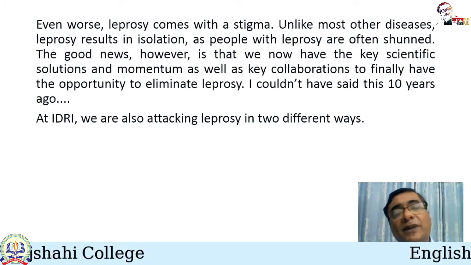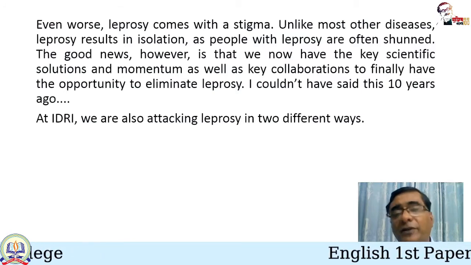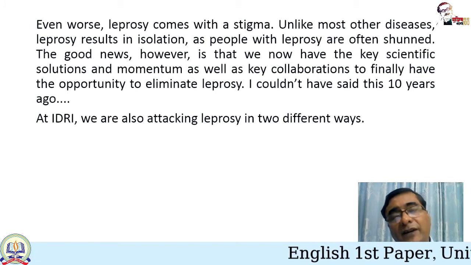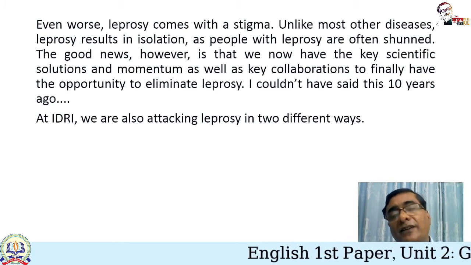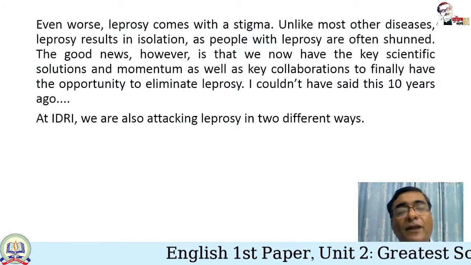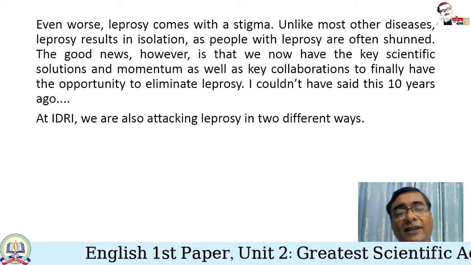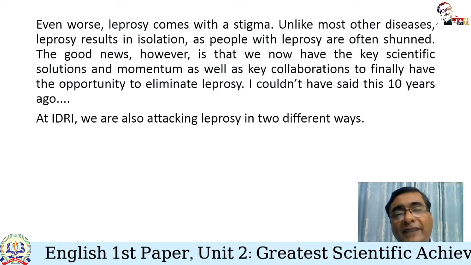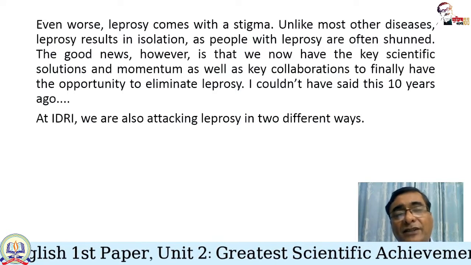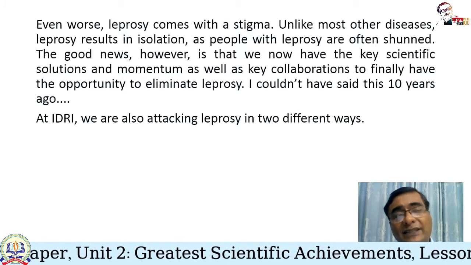Comes with a stigma, verb phrase. With a stigma, prepositional phrase or adverbial phrase. A stigma, noun phrase. These phrases don't contain any verb, remember. So if the teacher asks you whether you can identify a phrase from this passage that directly deals with leprosy, then you can say, yes sir, I can.